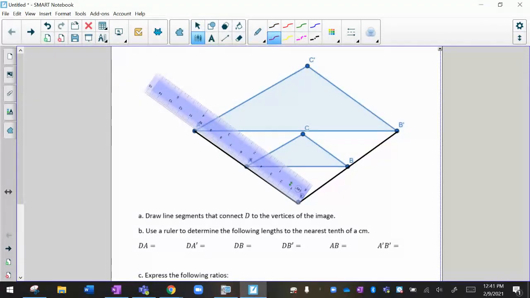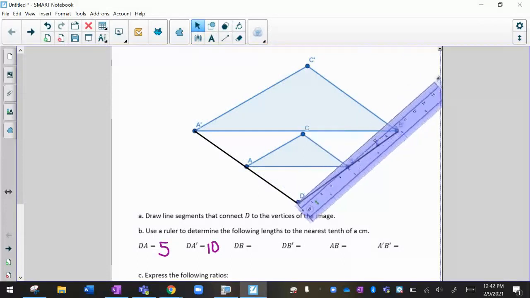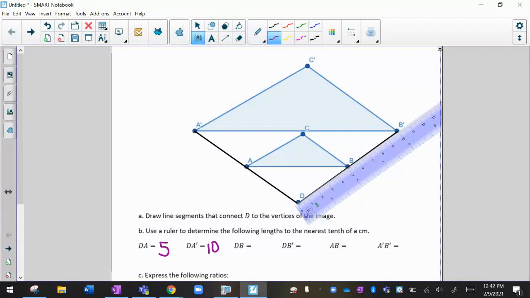If I measure from D to A, it looks like 5. And then D to A prime looks like 10. Then if I come over here and measure from D to B, it looks like I have 5 and 10 again. That's cool. So I have 5 and 10.